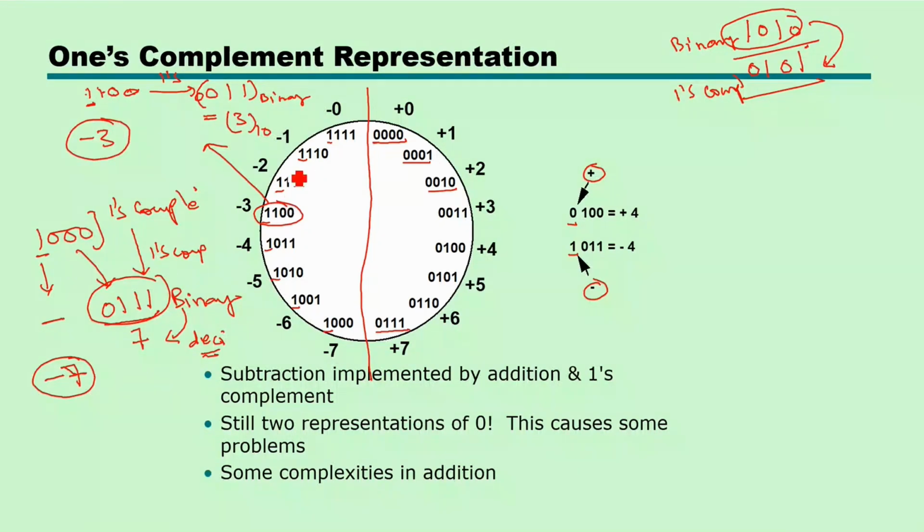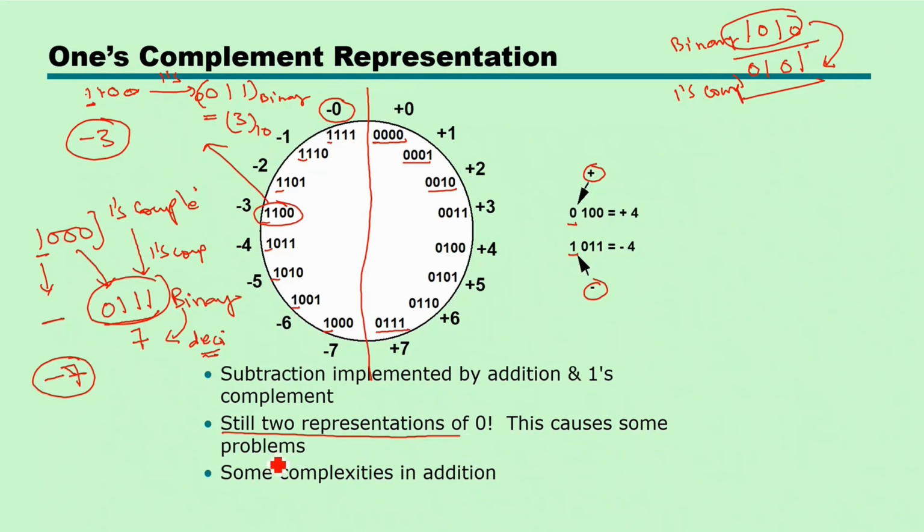Similarly, we can convert 1 1 1 1. If it is 1 1 1 1, we convert it by taking the 1's complement. It is coming out to be negative 0. So again in 1's complement also there are two different representation forms for 0. So this is the disadvantage of 1's complement also.